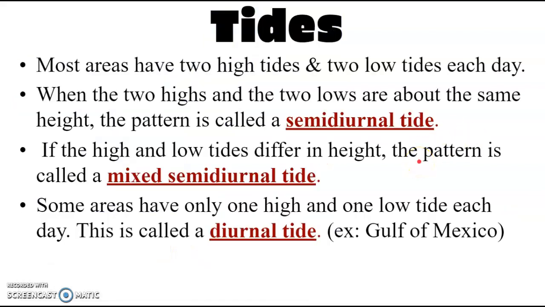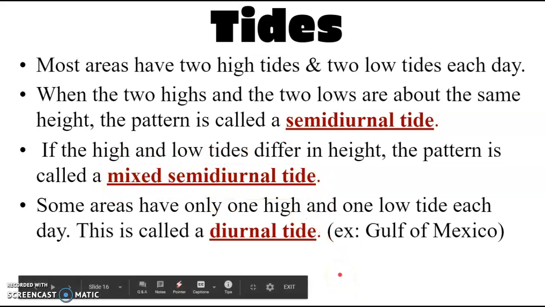Most areas have 2 high and 2 low tides each day. These are called semi-diurnal tides. If the high and low tides differ in height, the pattern is called a mixed semi-diurnal tide. And some areas only have 1 high and 1 low tide each day, for example, the Gulf of Mexico. Those are simply called diurnal tides.